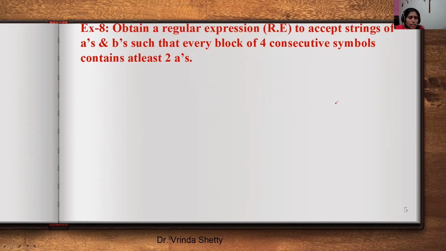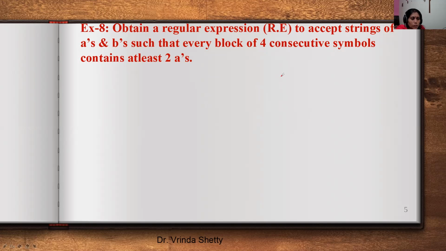Next, obtain a regular expression to accept strings of A's and B's such that every block of 4 consecutive symbols contains at least 2 A's. So what does the question say here? Every block of 4 consecutive symbols should contain at least 2 A's.